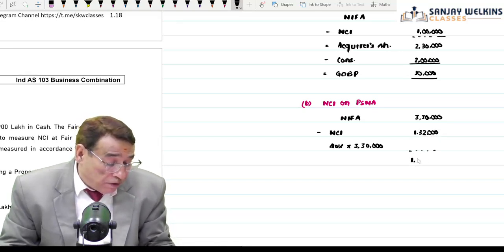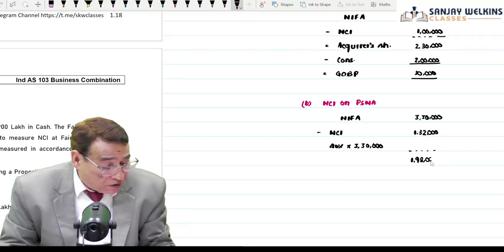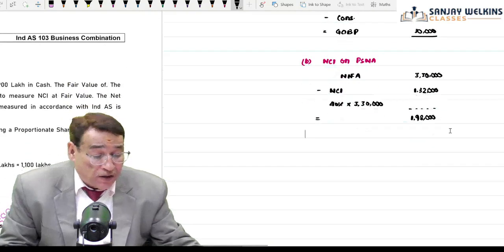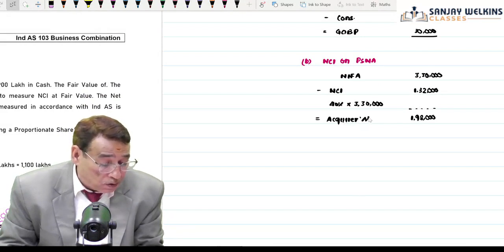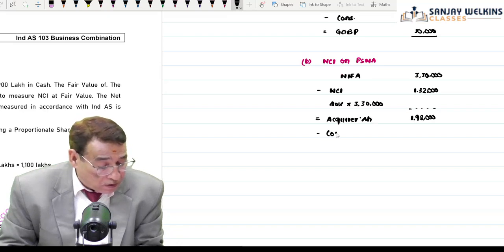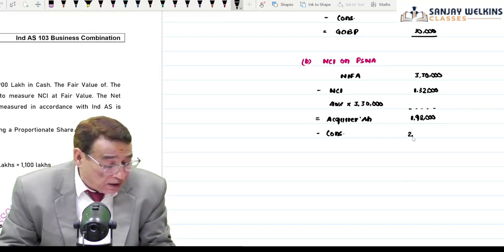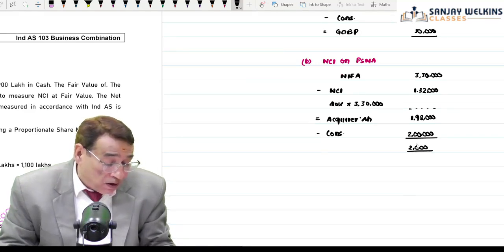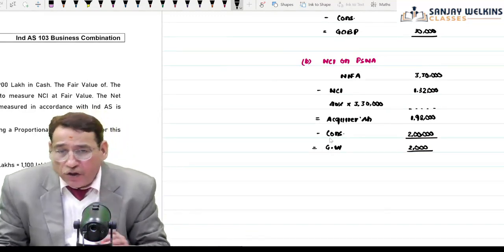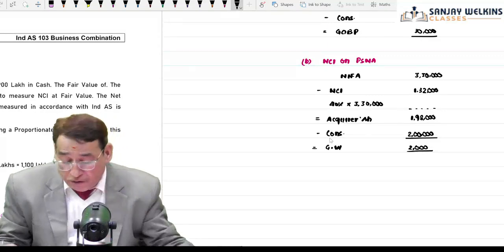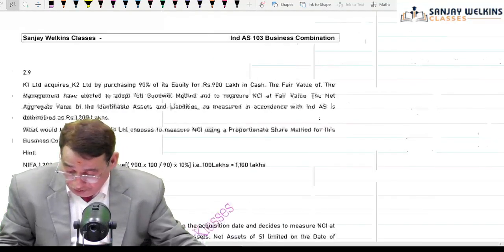Then the difference will be equal to 1,98,000. This difference is the acquirer's share. Compare it with consideration. Consideration transferred is 2 lakhs. So even in this case, consideration is higher, so your difference will be goodwill, 2,000. So this is how you are supposed to do this particular question, correct? I told you, the question was not tough, but it was a little bit complicated to comprehend, so that's why I did it for you.